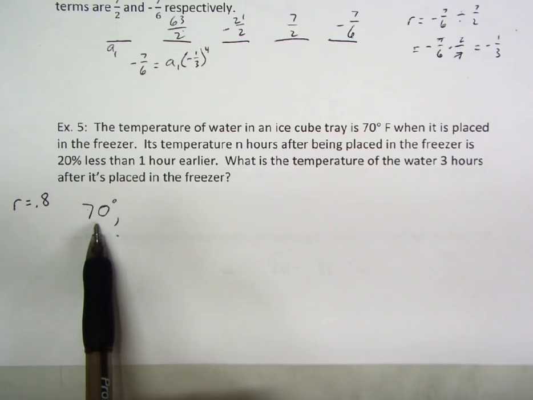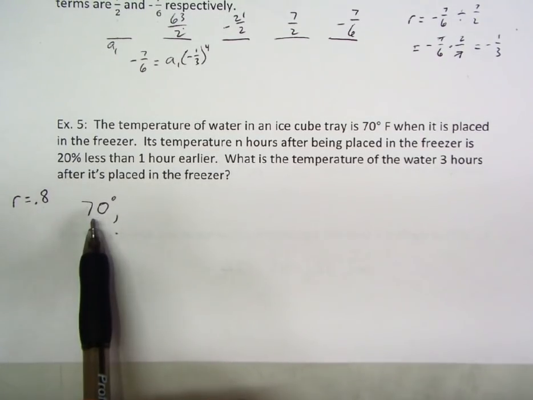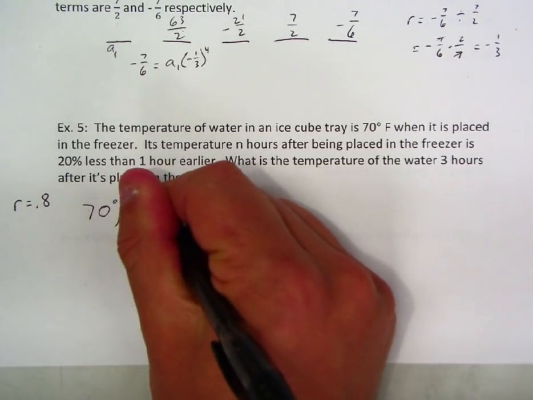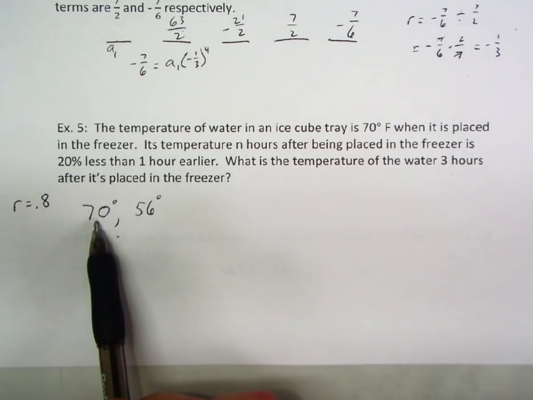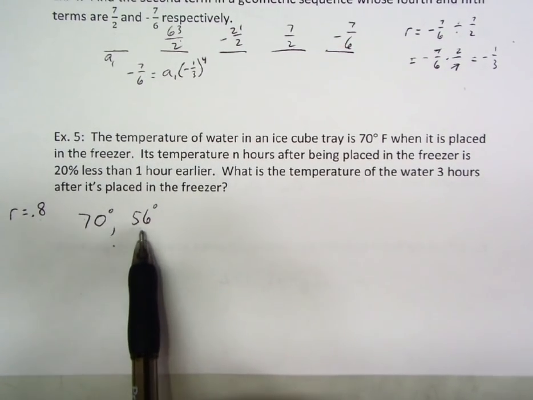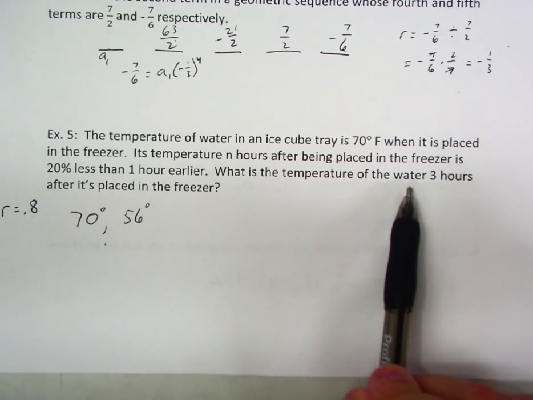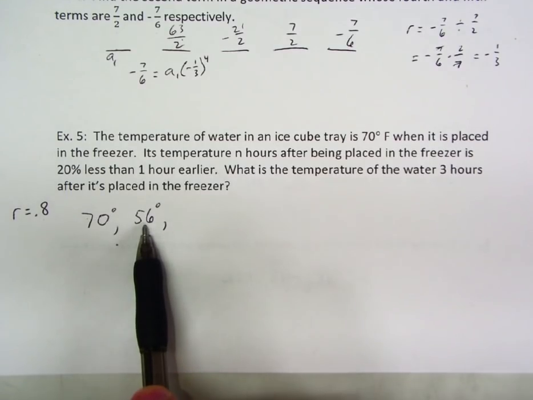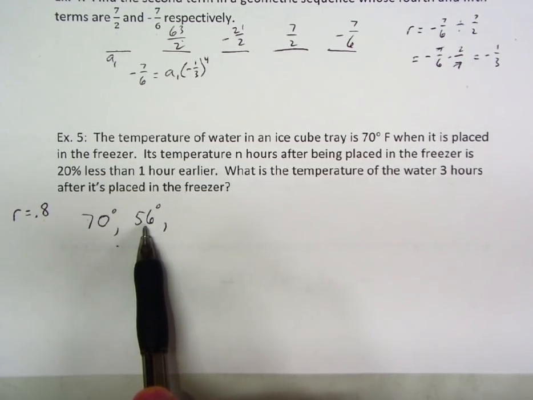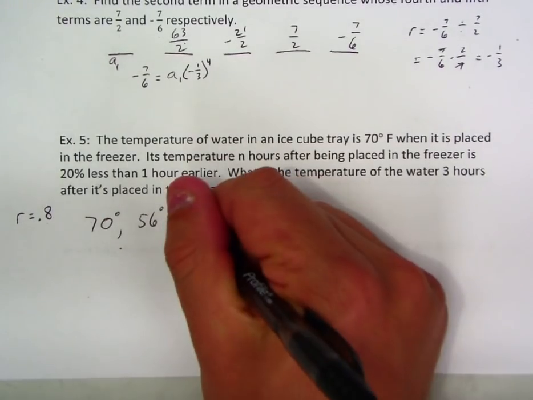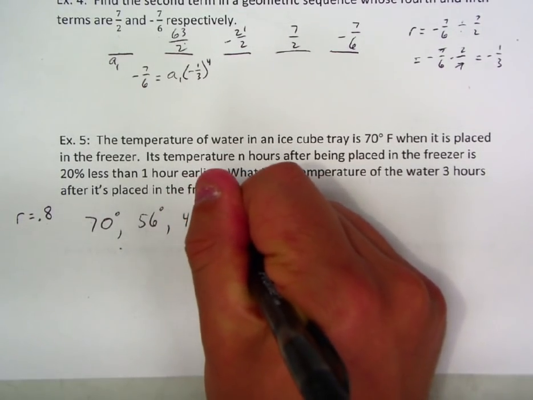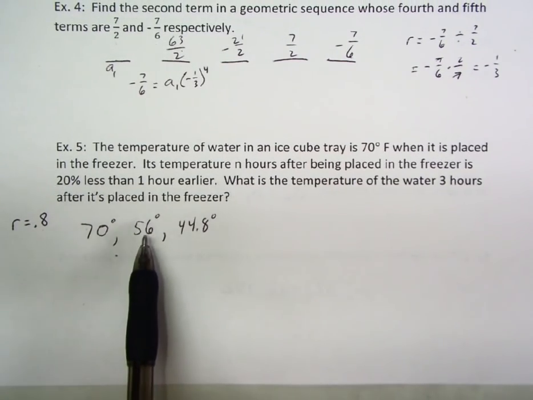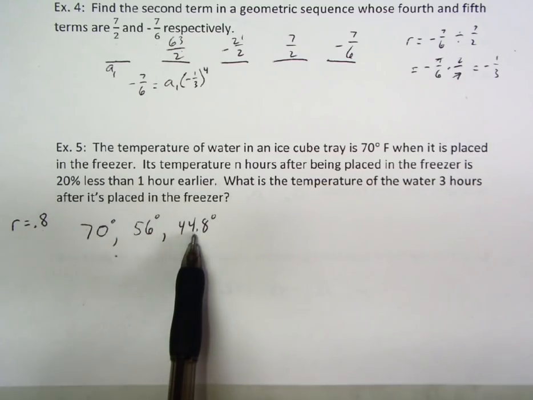So if it's initially 70 and I want to find the next temperature, multiply this by 0.8. And I get 56. So notice, after 1 hour, it's 56 degrees. This is after 1 hour. We want after 3 hours. So after 2 hours, take 56 and multiply it by 0.8 again. You get 44.8. It started at 70. After 1 hour, it's 56. After 2 hours, it's 44.8.